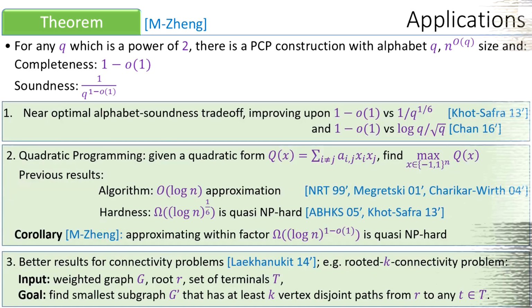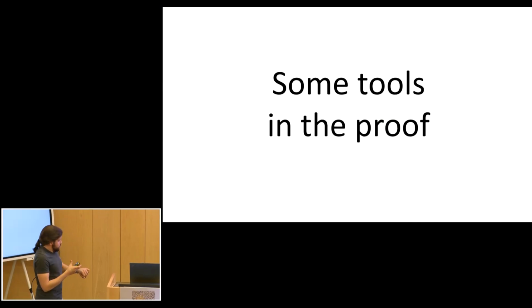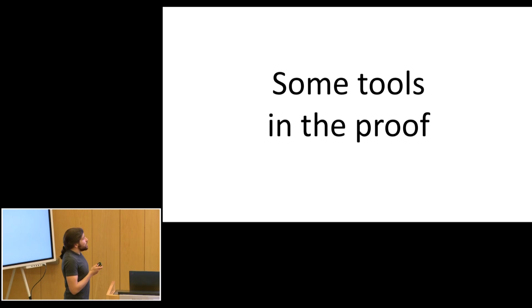For the rest of the talk, I'm going to tell you a little bit about some tools in the proof. I will start by telling you at a very high level what PCP constructions look like. Again, I'm not really going to do it in detail. I'm just going to give you some very broad scheme and then focus on one component.